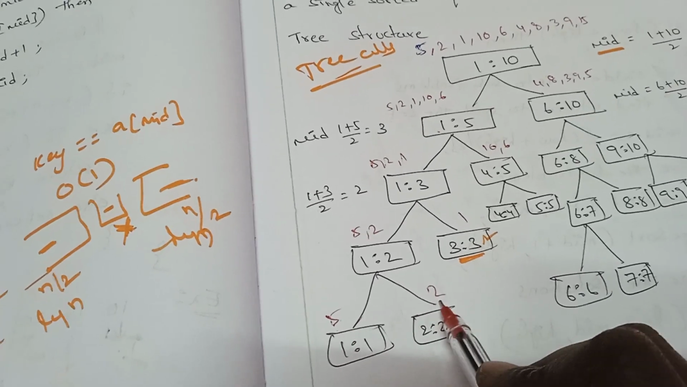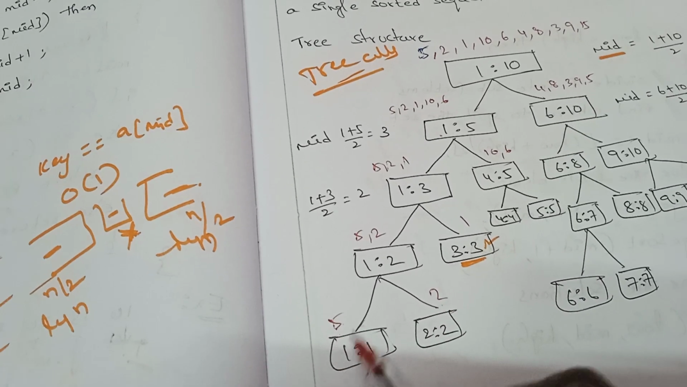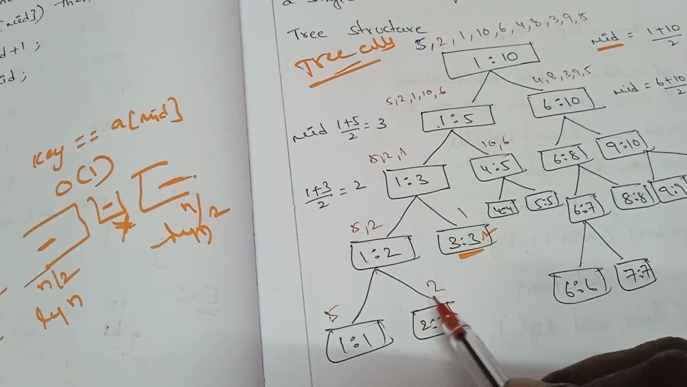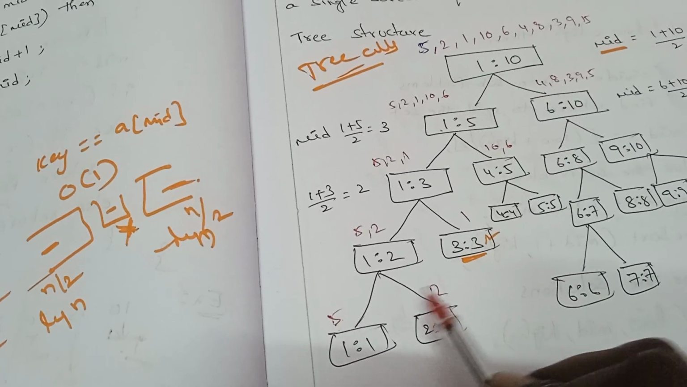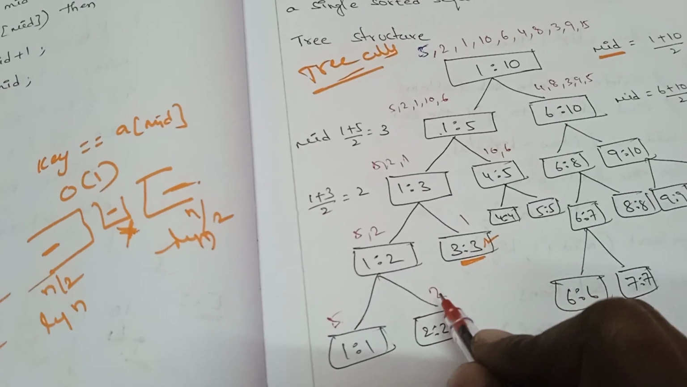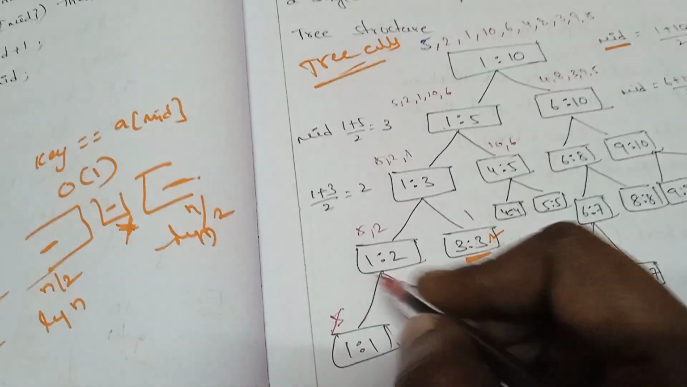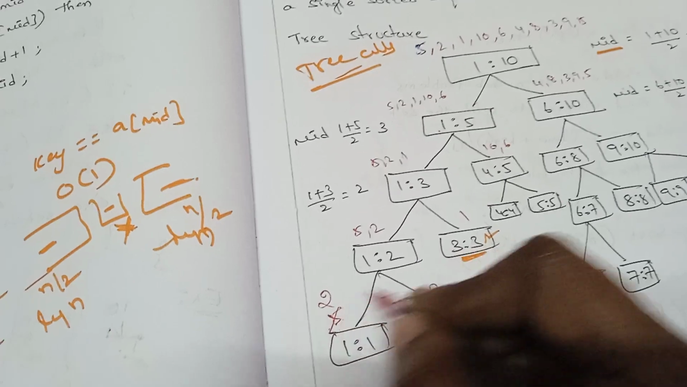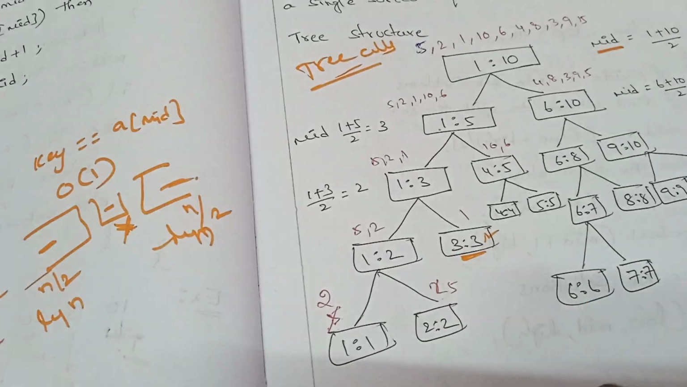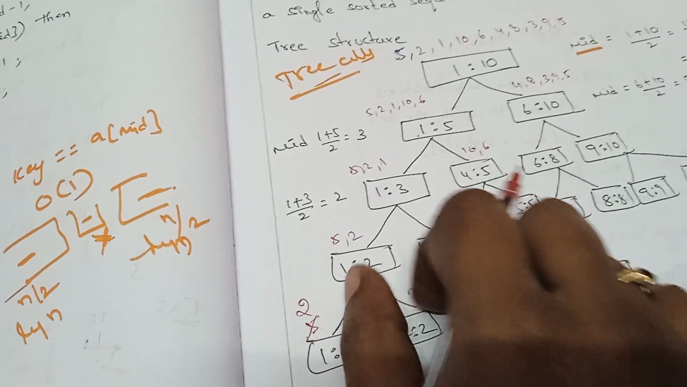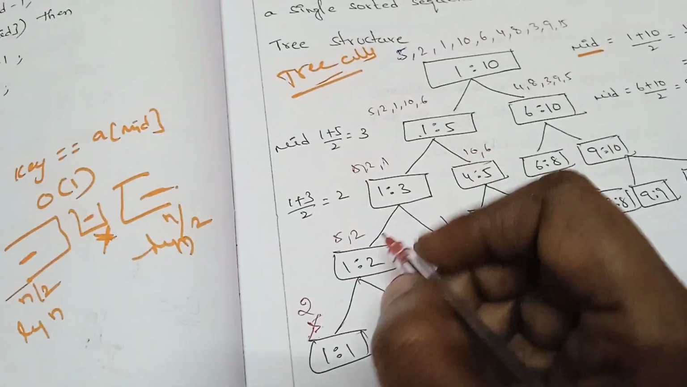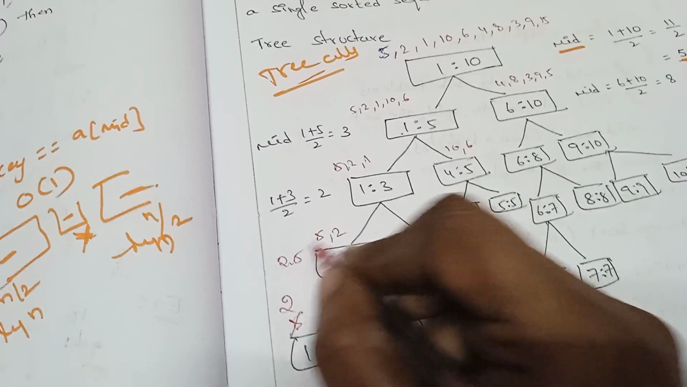So 5 less than 2? This side the lesser element should be there, this side the greater element should be there. As you found greater here, swap is required, right? So now what I'll do? 2 will be placed here and 5 will be placed here, and this 2, 5 will get combined and updated here.